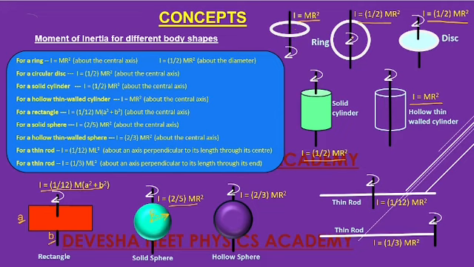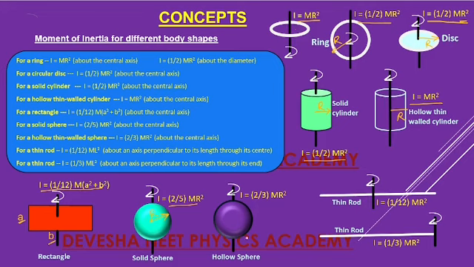In this case, r is the diameter of the ring. Here also, r is the diameter of the disc. We're not given that there, but I thought it was understood. In this case also, this is r, which is the diameter of the hollow cylinder and solid cylinder.